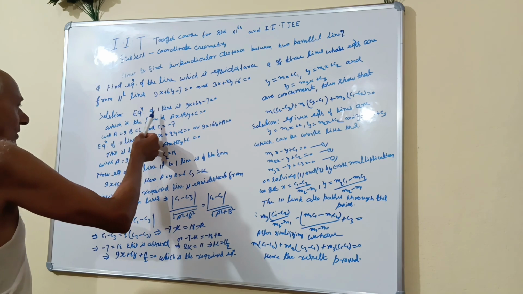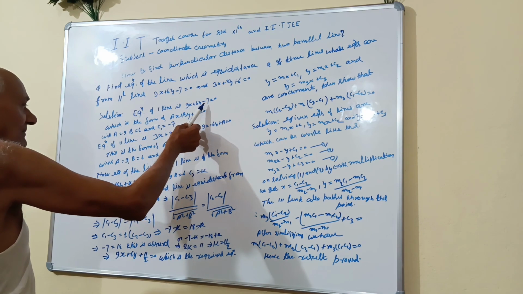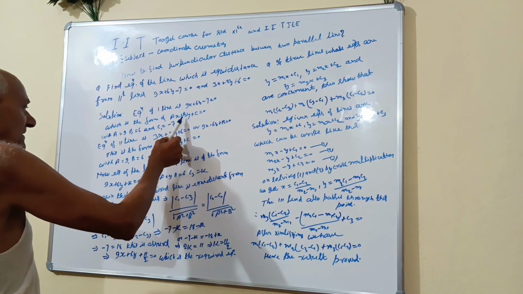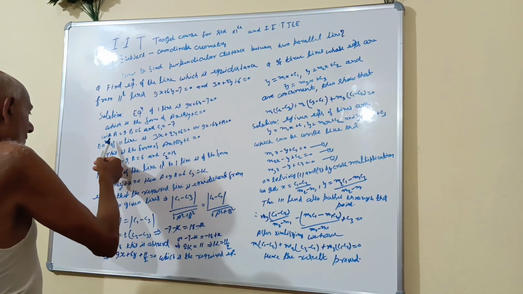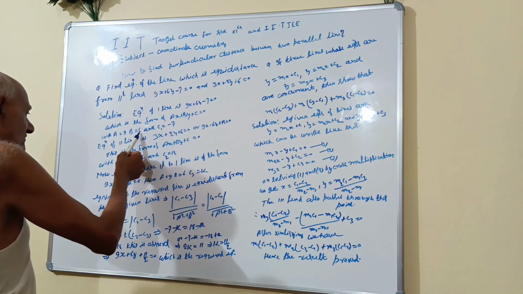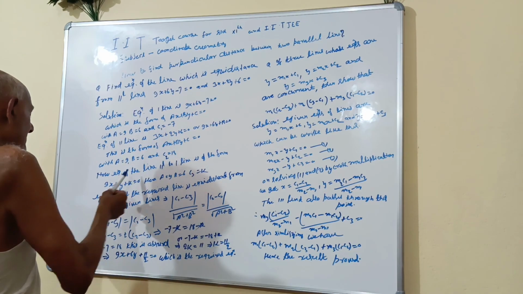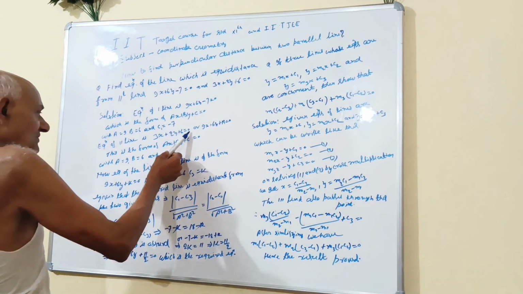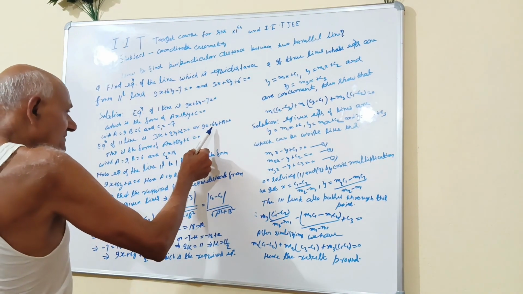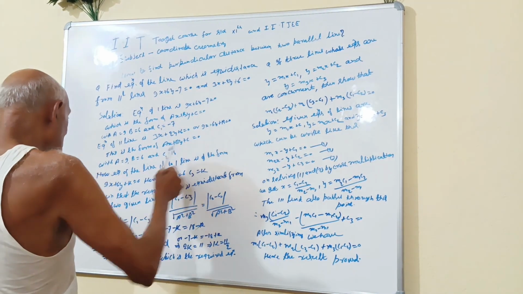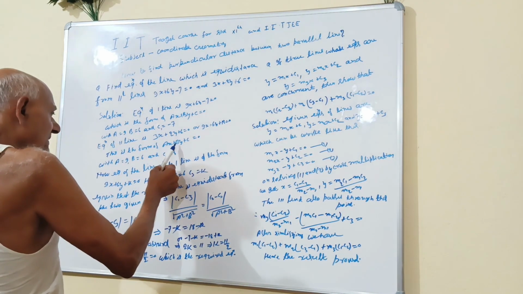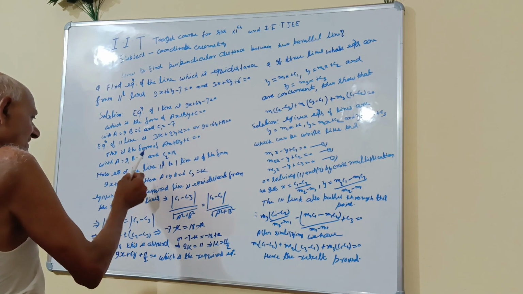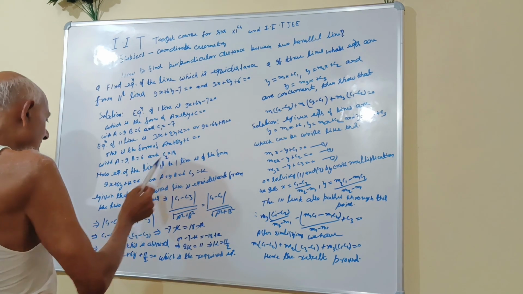Solution. The equation of the first line is 9x plus 6y minus 7 equal to 0, which is of the form ax plus by plus c equal to 0, with a equal to 9, b equal to 6 and c1 equal to minus 7. The equation of the second line is 3x plus 2y plus 6 equal to 0, or 9x plus 6y plus 18 equal to 0. This is of the form ax plus by plus c equal to 0, with a equal to 9, b equal to 6 and c2 equal to 18.